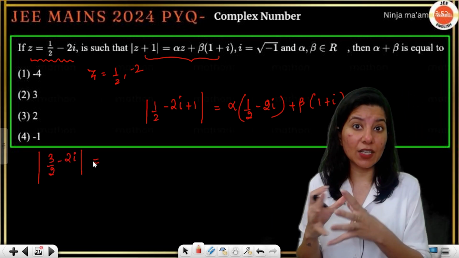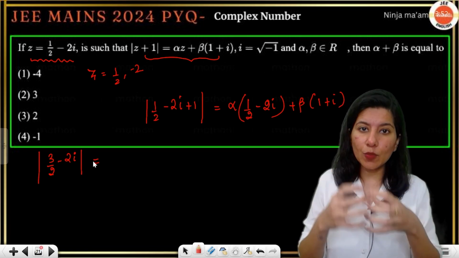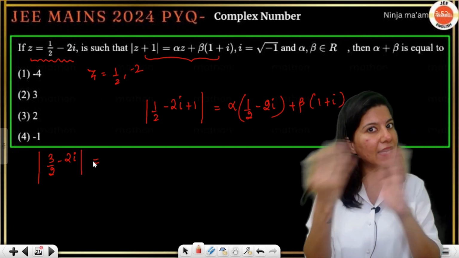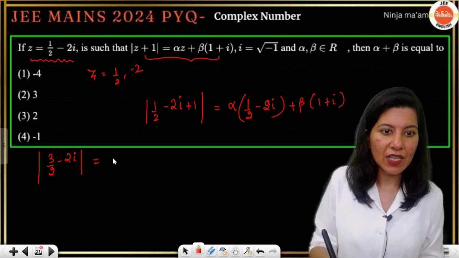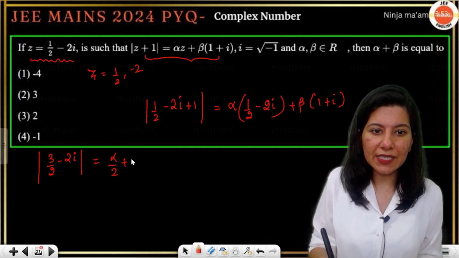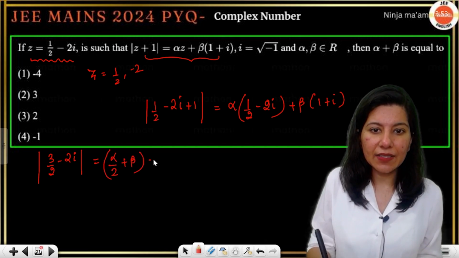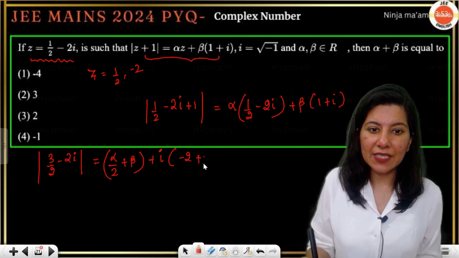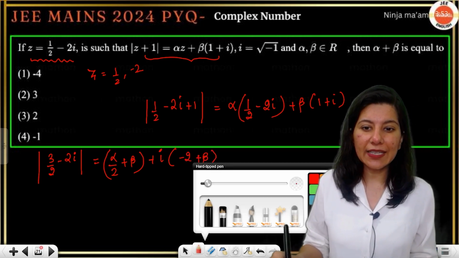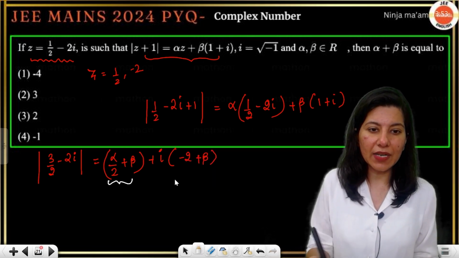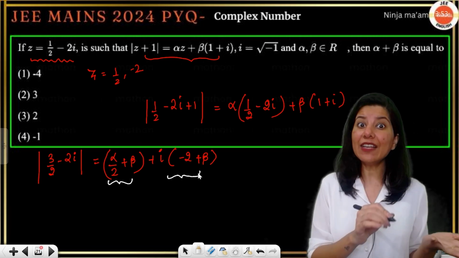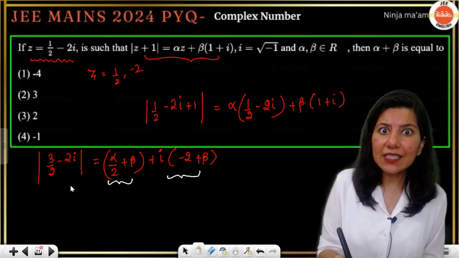What about the right hand side? Now I want my right hand side to become the real part separate and imaginary part separate. Okay. So alpha by 2 plus beta, and this is minus, okay, plus iota minus 2 plus beta. Correct. So on the right hand side, we can see this is the real part. This is the imaginary part. On the left hand side, if you calculate, this is the modulus.